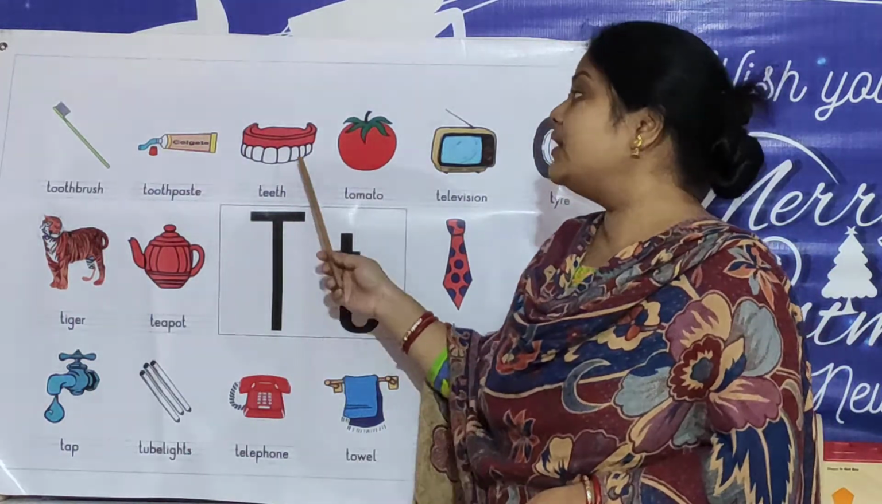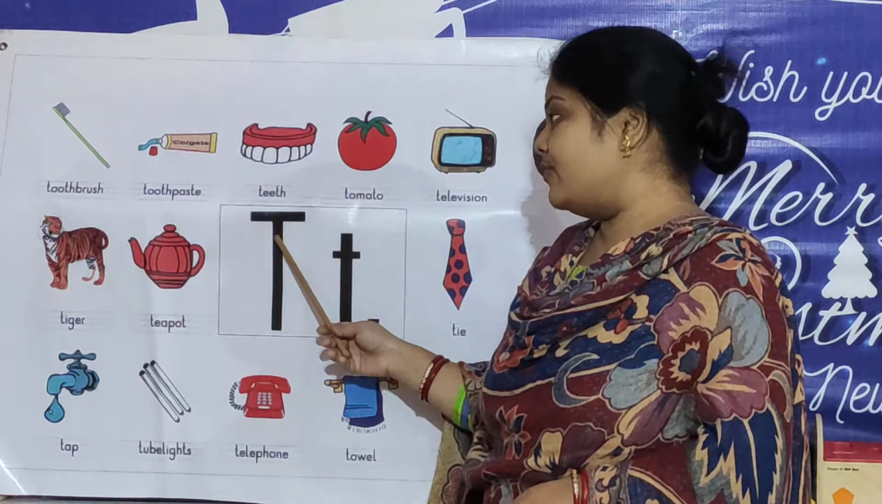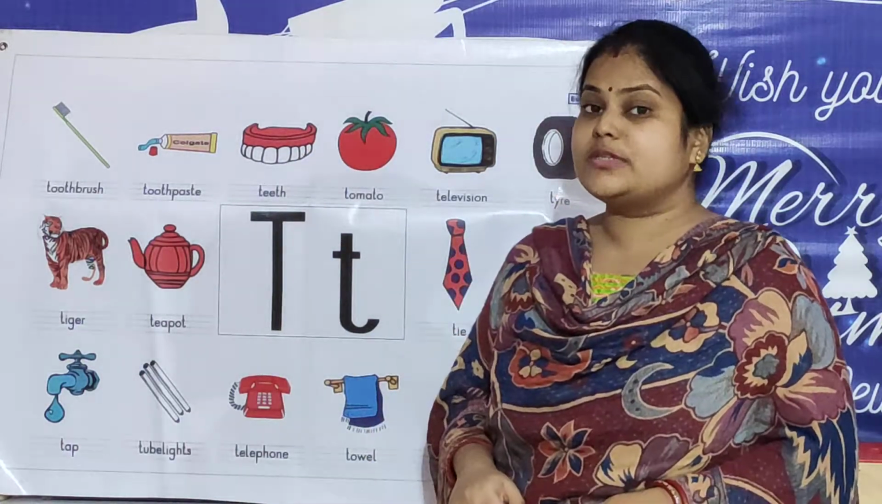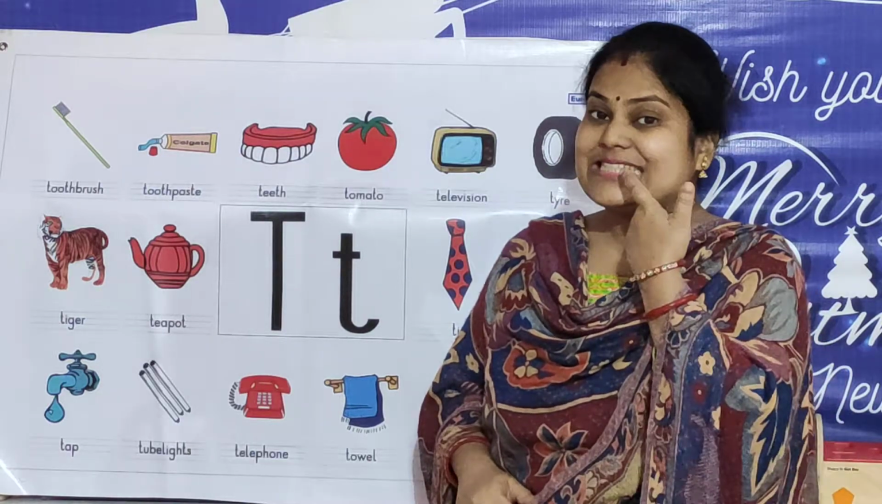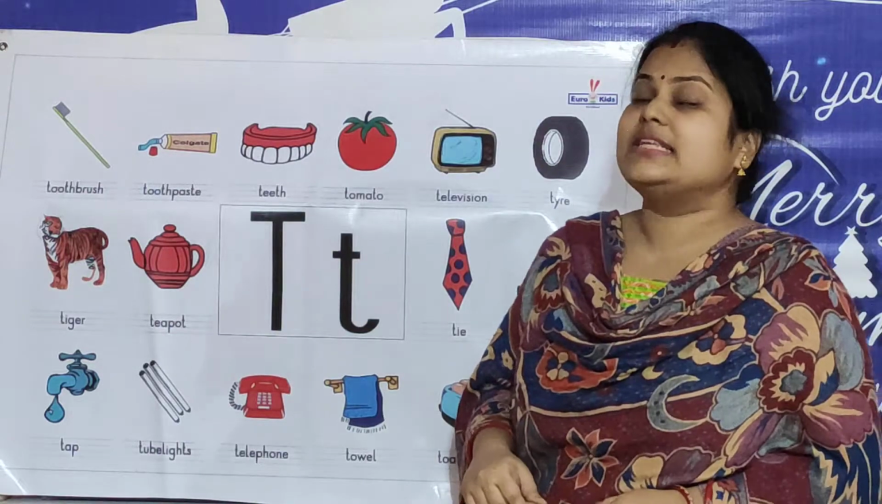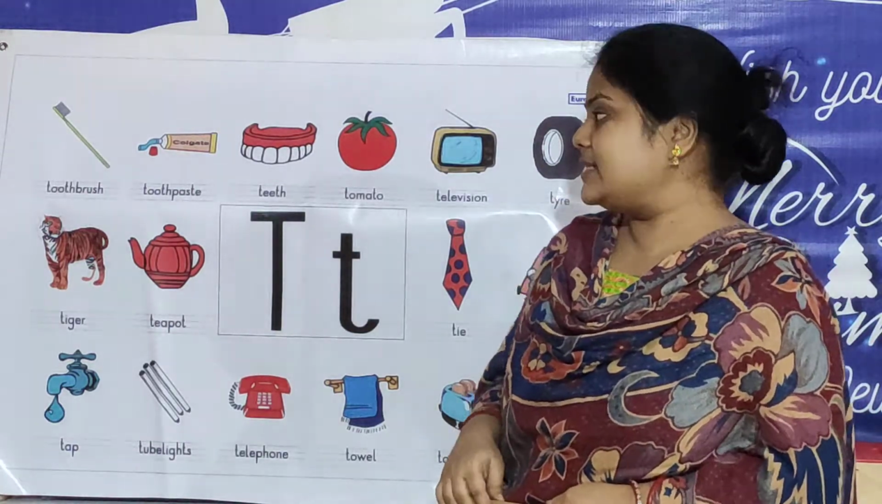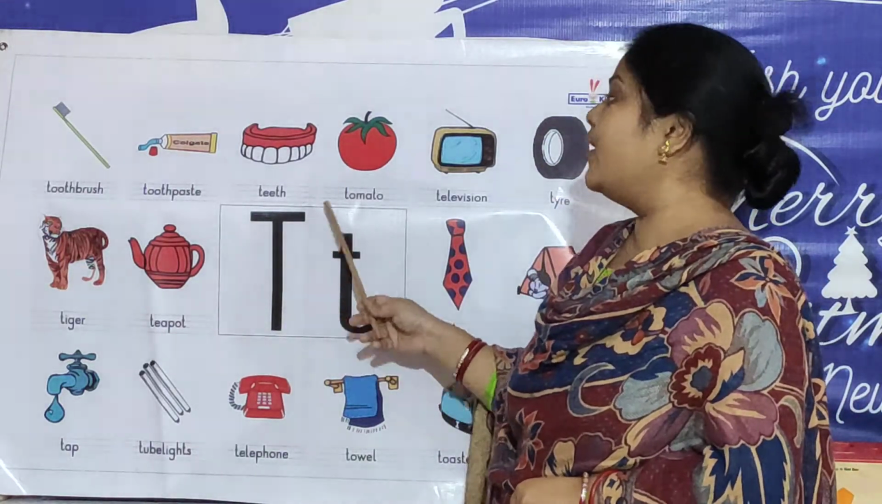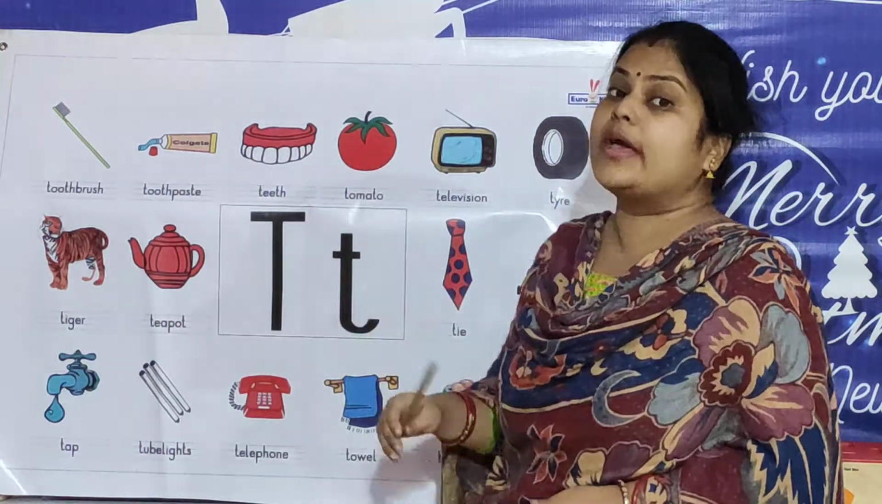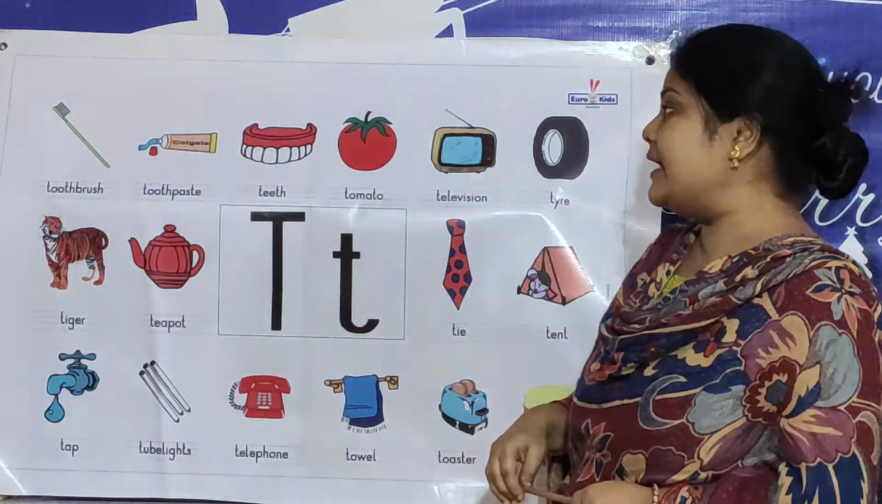And T for teeth. So children, everyone, show me your teeth. This is my teeth. So T for teeth. And what is the color of teeth? Teeth are white in color. And T for tomato. And tomato is red in color.